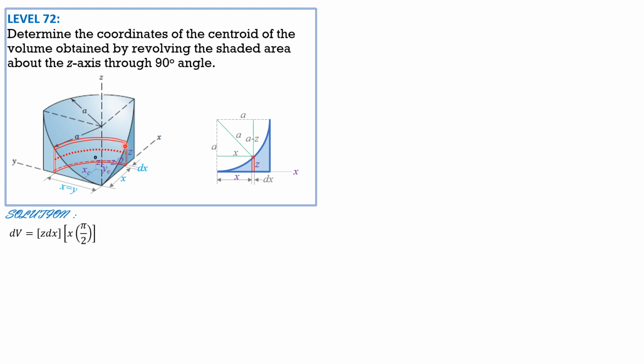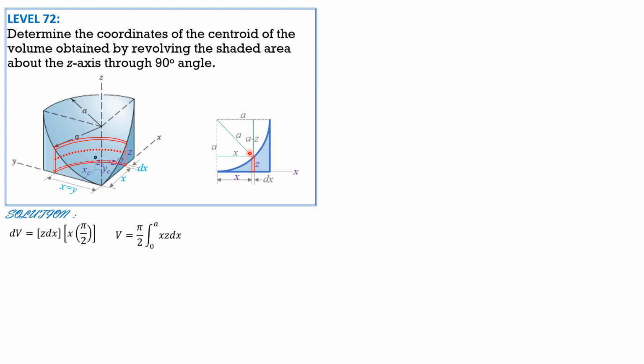So dv is the area of the strip z dx, times the distance traveled by the centroid, which is equal to radius times angle, which is pi over 2, because the angle is 90 degrees or pi over 2. So it is the area of the strip, z dx, then the distance traveled by the centroid is the length of this arc, which is radius x times central angle pi over 2. So volume therefore equals pi over 2 integral of xz dx.